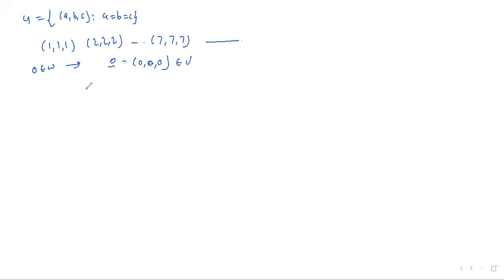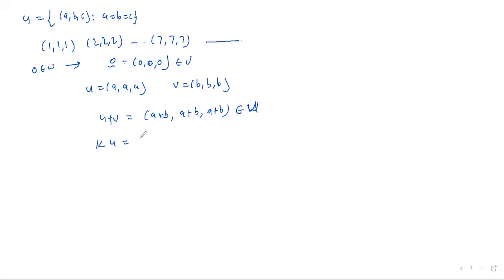Yes, it belongs to U. If I take u = (a, a, a) and v = (b, b, b), then their sum u + v = (a + b, a + b, a + b) also belongs to U. The scalar multiplication ku = (ka, ka, ka) also belongs to U. So U is a subspace of R cube. Okay.